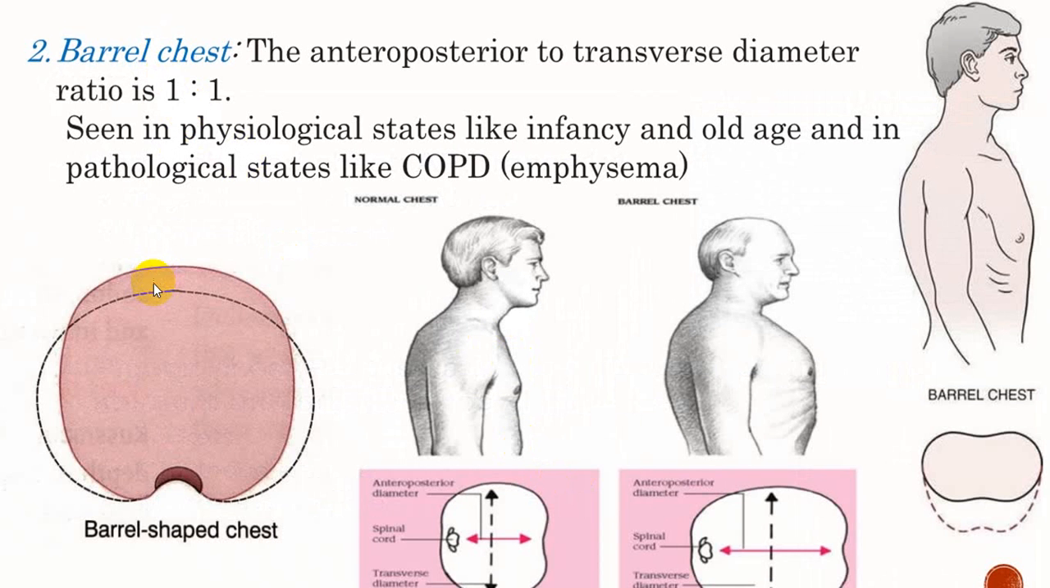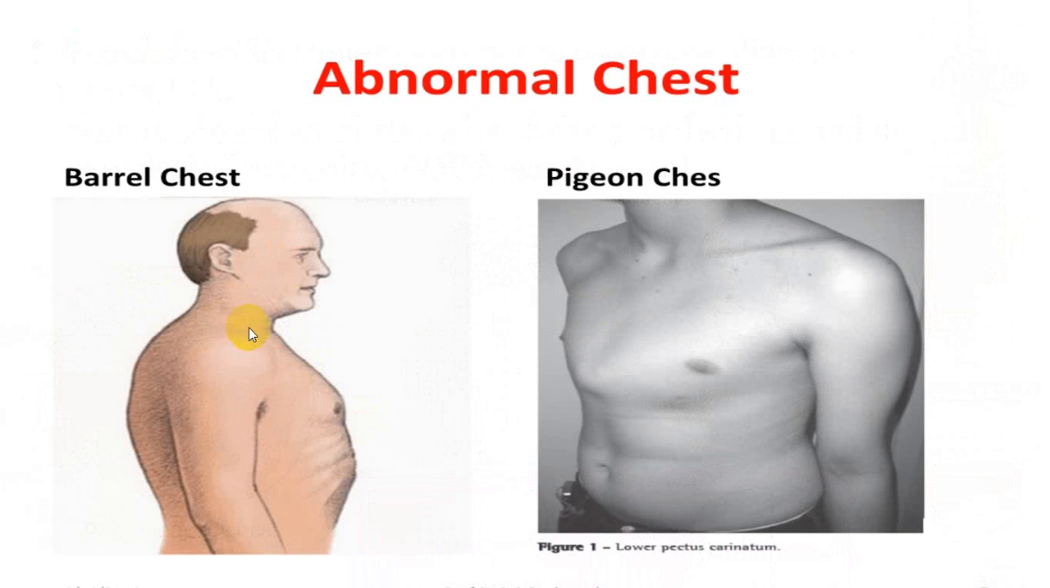This is classical. You can see that this is barrel shaped chest. AP diameter is almost equal to transverse diameter, and that is very classically seen in case of emphysema. So if we see this type of chest, AP diameter almost equal to transverse diameter, it is called barrel shaped chest. Classical. And you can see here there is a sternal deformity. This is pectus carinatum or pigeon chest.